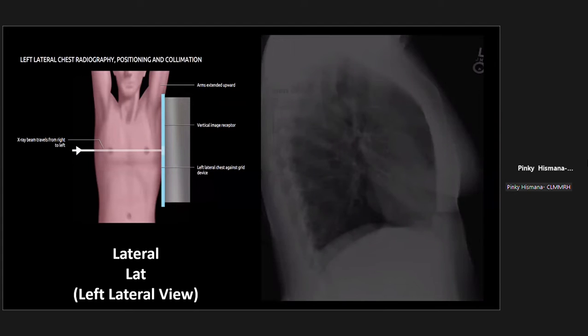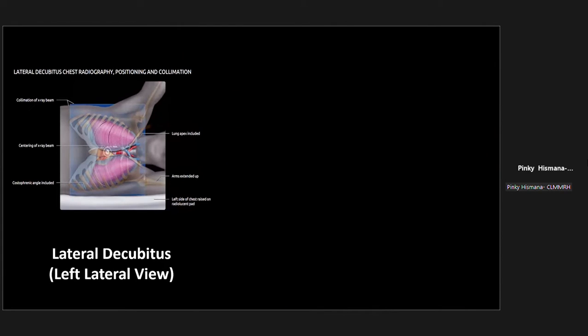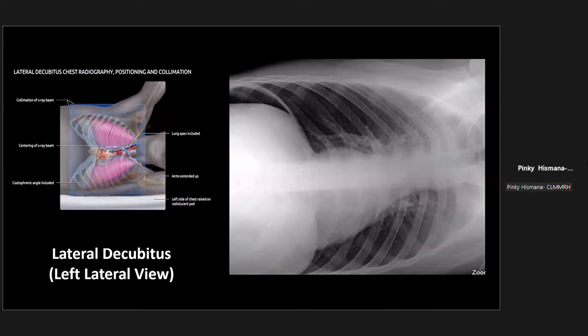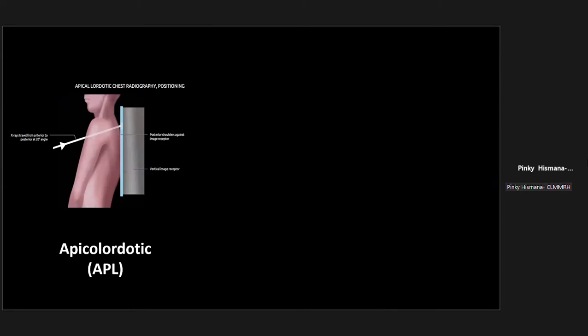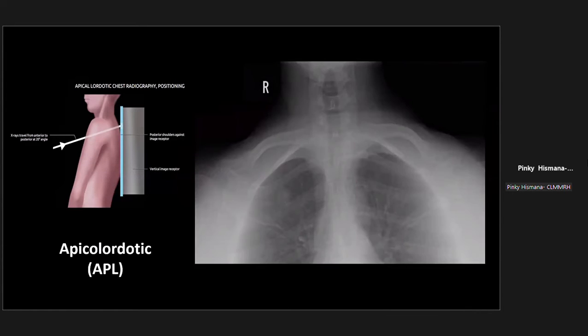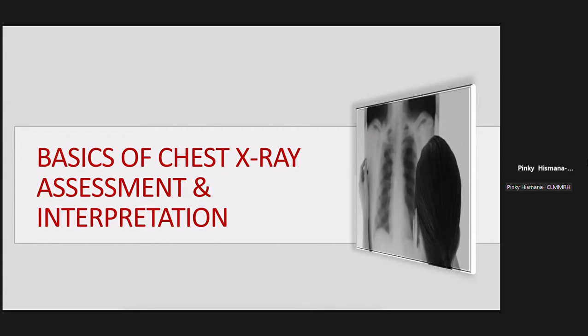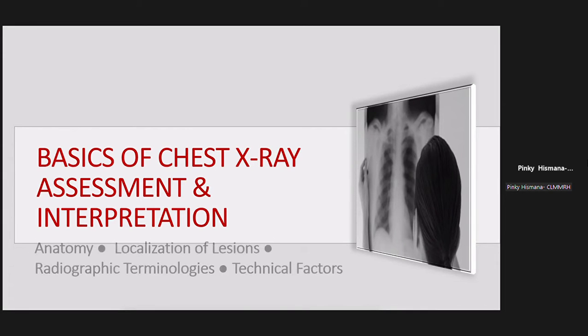Then the lateral view. Then, of course, we have the lateral decubitus position, wherein the patient is placed on the side while lying on the X-ray bed. Then we have the apicolordotic view. And of course, we also discussed last time the ABCs of chest X-ray assessment and interpretation.